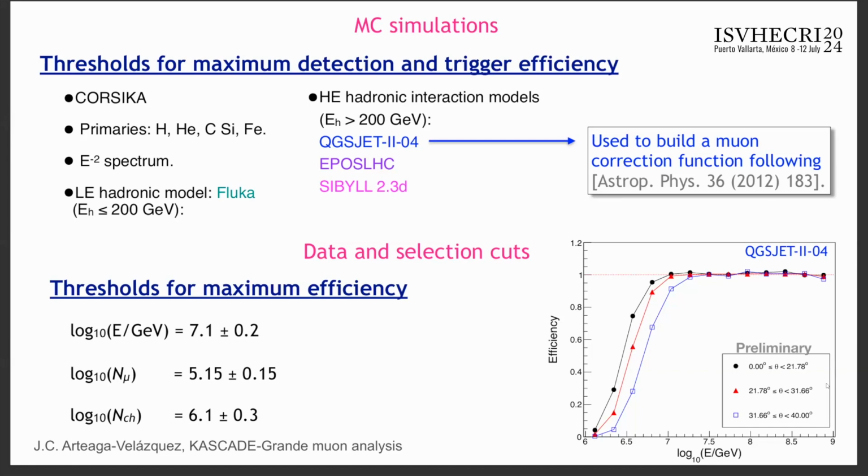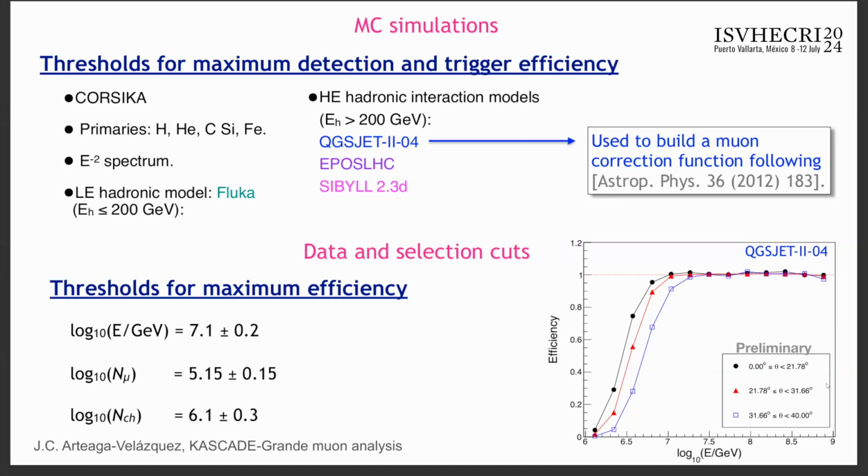Note that we have used QGSJET-II-04 in order to build a muon correction function, which depends on the shower size, the core position and the zenith angle, in order to correct our muon data for the systematic bias that we have in the experiment. That is because we already know the origin of this bias, so we understand it and we can correct it for our analysis.